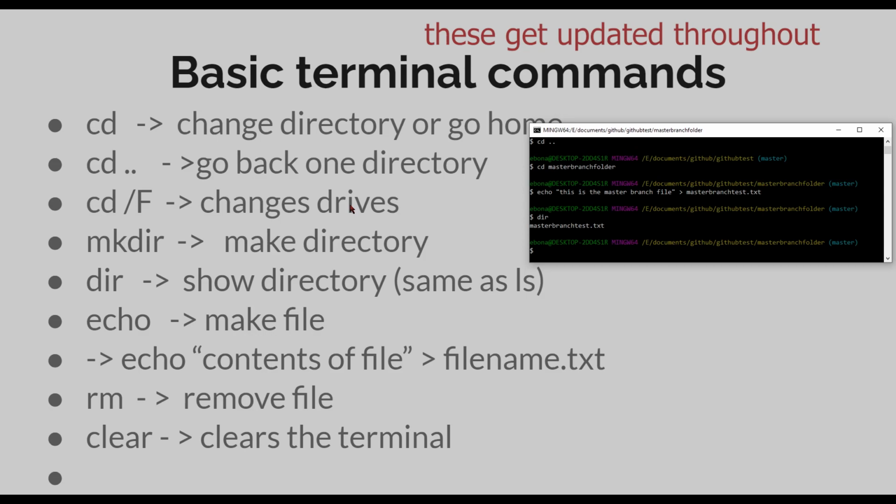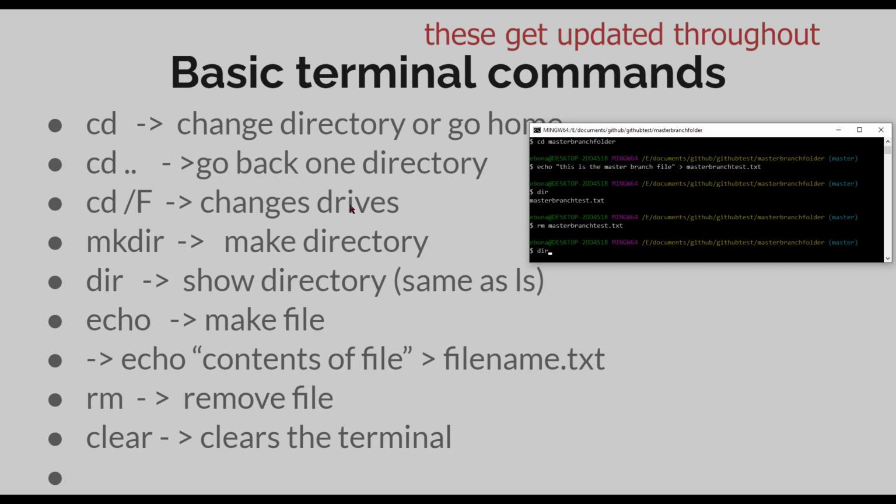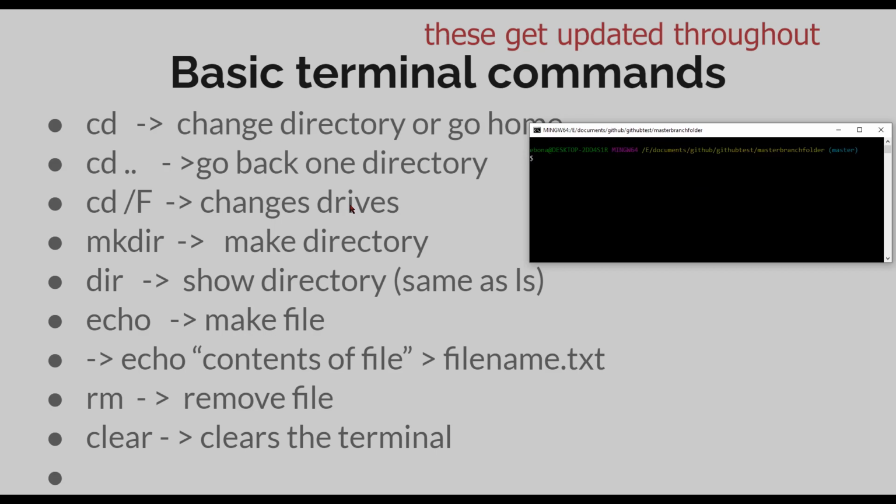Pretty cool. Now if we want to go ahead and remove it, we type rm, and then we can go ahead and master branch test.txt. And then if we list it again, there's nothing in this folder. Cool. And you can type clear to clear the terminal. We'll do that. We're still back in our master branch folder. So if we go back one again, we'll be in GitHub.